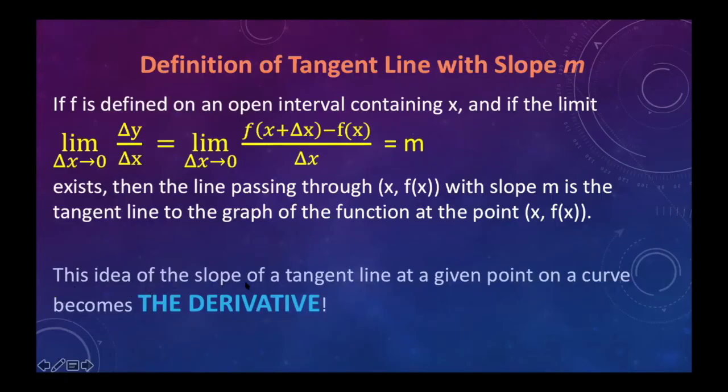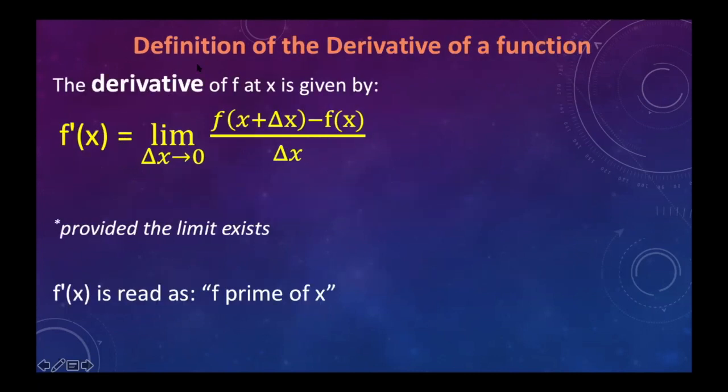So this idea of the slope of a tangent line at a given point on a curve is called the derivative. So we're finally there. Now we're going to do some calculus with something called the derivative. The definition of the derivative of a function f at x is given by f prime of x equals the limit as delta x approaches 0 of f of x plus delta x minus f of x over delta x.